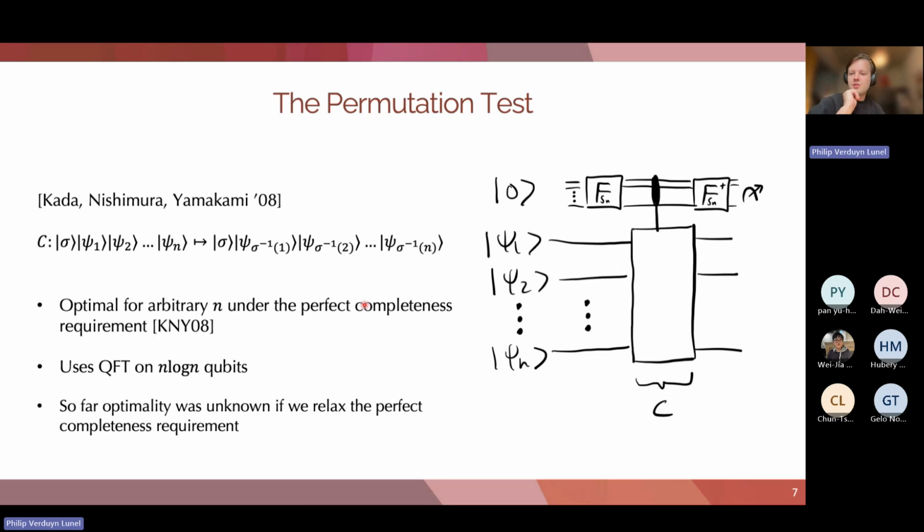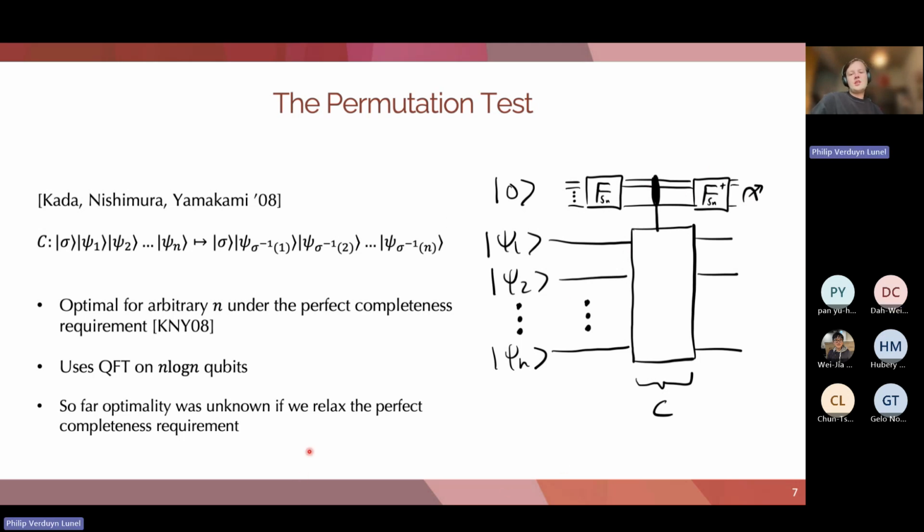Now I'm going to introduce something called the permutation test. This was introduced by Kada, Nishimura, and Yamakami already in 2008. The permutation test is a generalization of the swap test, where you have n input states. The swap test made a superposition over just a single swap; with 2 inputs you can only permute them once, and that's all there is. The permutation test is going to make a superposition over all possible permutations. So you have some Fourier transform, then you control over all possible permutations of these states, then you do a Fourier transform back, and then you measure.